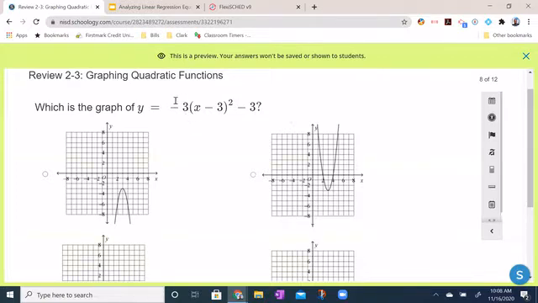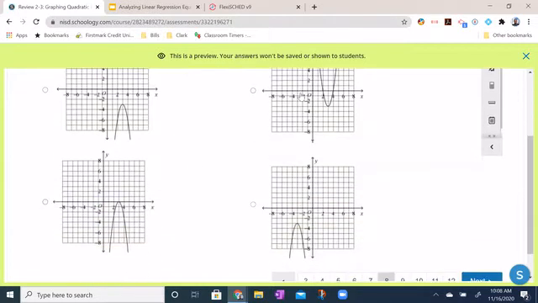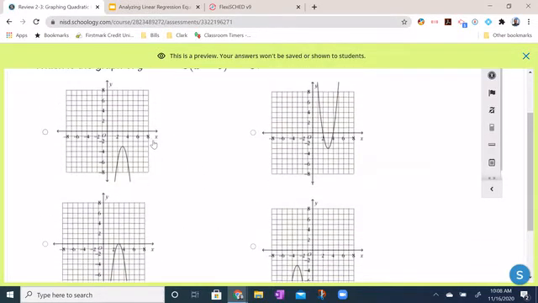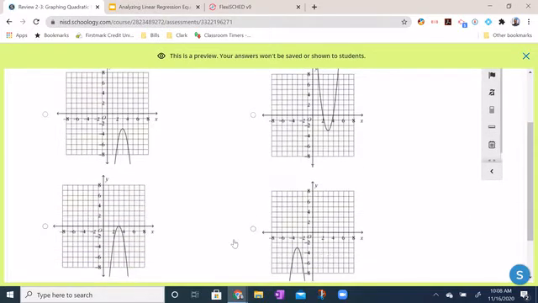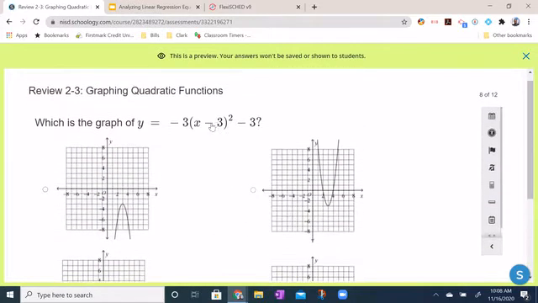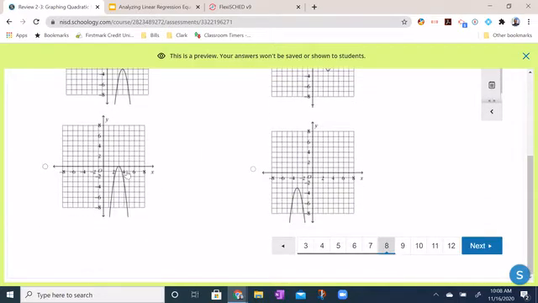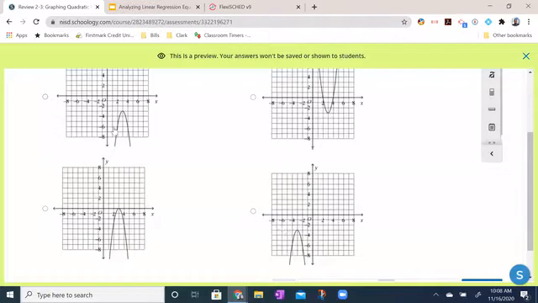So reflection in the front. So we're looking for parabolas that open down. Okay, so not this one. So we got these 3. It's also moved down 3 units. All right, looks like all of them moved down 3 units, except this one here. This one is on the x-axis, so this one's out. So we got this one and this one.